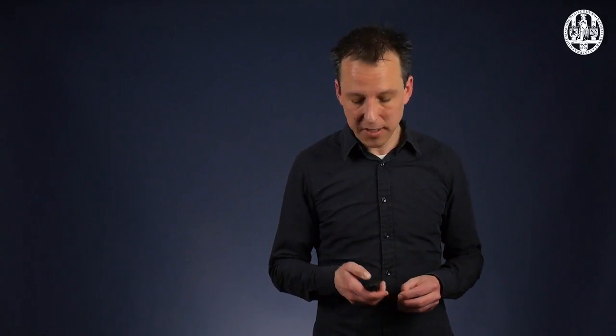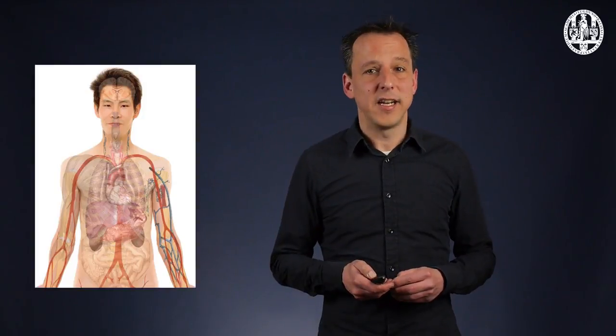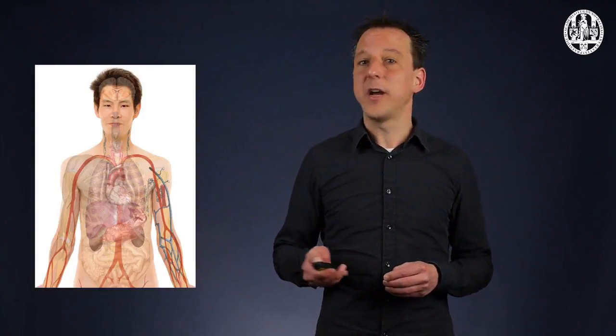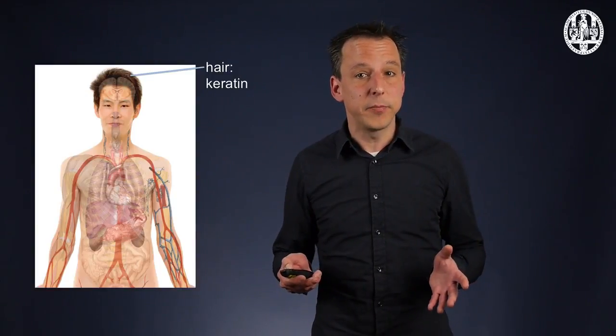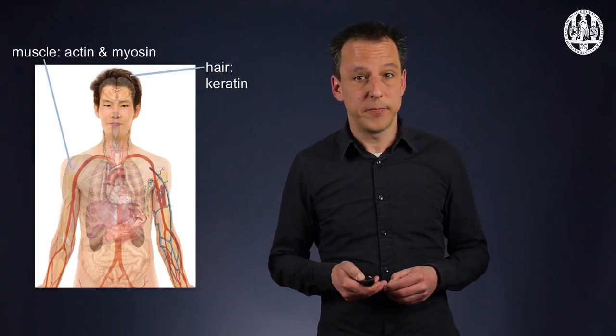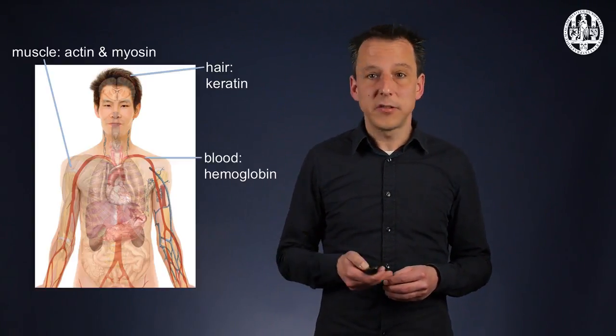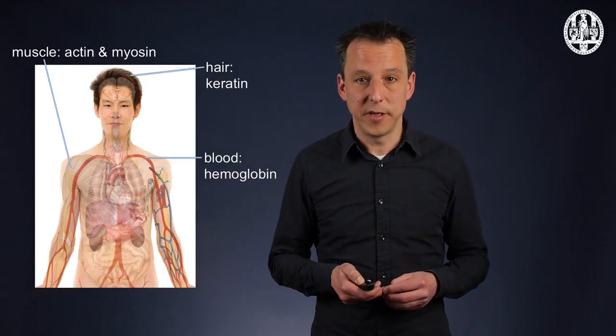In this video lecture, we are going to understand how DNA codes for proteins. An important thing to realize is that after water, you mainly consist of proteins. Your hair, for instance, that's mainly keratin, just a protein. And your muscles only consist of the proteins actin and myosin. And your blood consists for a large part of hemoglobin.